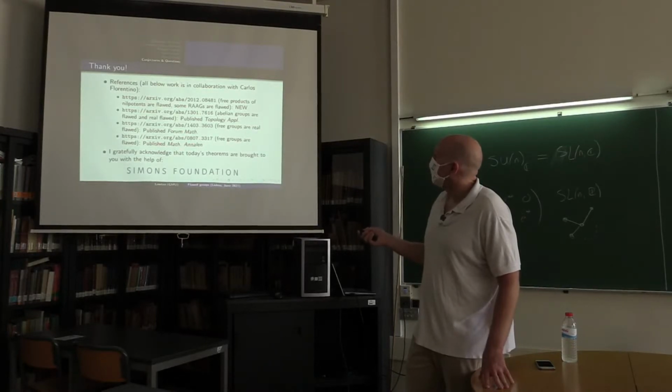The free group case was in Anolin. The free group in our real flawed was in Forum. Topology and Applications had our work on abelian groups. And the one that had the theorems today listed as 2021 is in our new paper on the arXiv. And this is where we kind of unify things and extend things and give them some names.